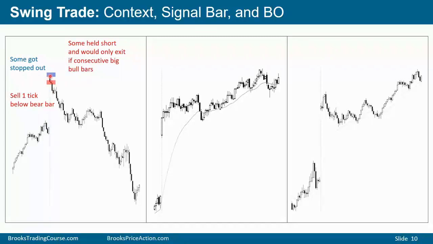Some traders would not exit their short above the high of that bear bar because think about it. Is that bear bar a good buy signal bar? Are a lot of bulls going to buy above the high of that bear bar? Probably not, because we have a very big gap up. Usually when you have a big gap up, the market does not go straight up. And usually it will not go straight up if the first bar is a big bear bar. So some of the bears who sold below that first bar will use a wider stop.